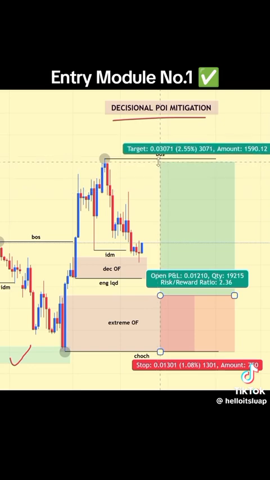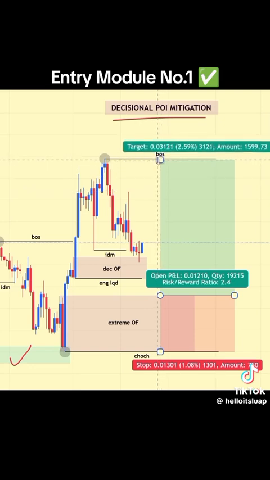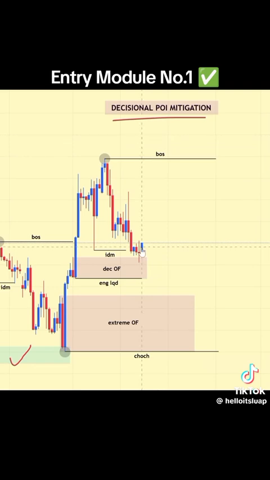Now this is recommended from the extreme order flow, but from the decisional order flow, that's not recommended, because the decisional order flow is 50-50. That's the reason why I usually recommend, if you have to trade from the decisional order flow, which is the first entry module and it's a valid entry module, then you will need to wait for a confirmation. So how do we wait for a confirmation?